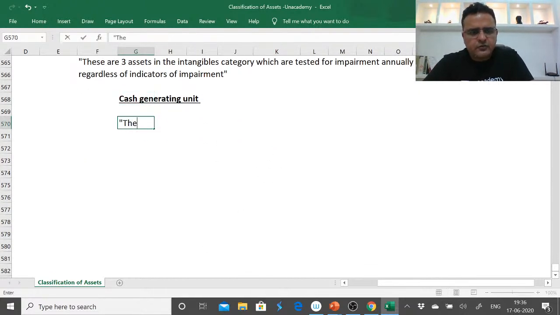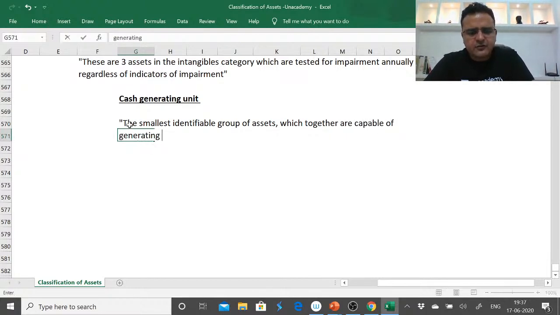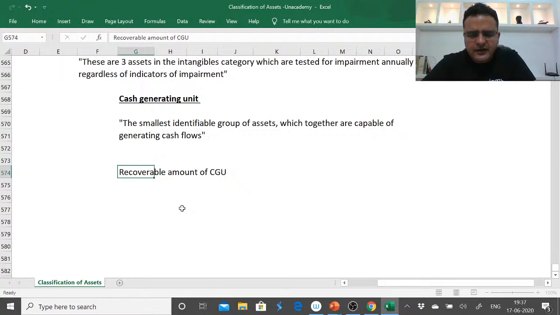CGU is the smallest identifiable group of assets which together are capable of generating cash flows. So in case of a CGU, we cannot specifically impair a CGU because we need to test the recoverability of these CGUs together. So we try to know the recoverable amount of these CGUs and compare the value with the carrying amount of the CGUs.